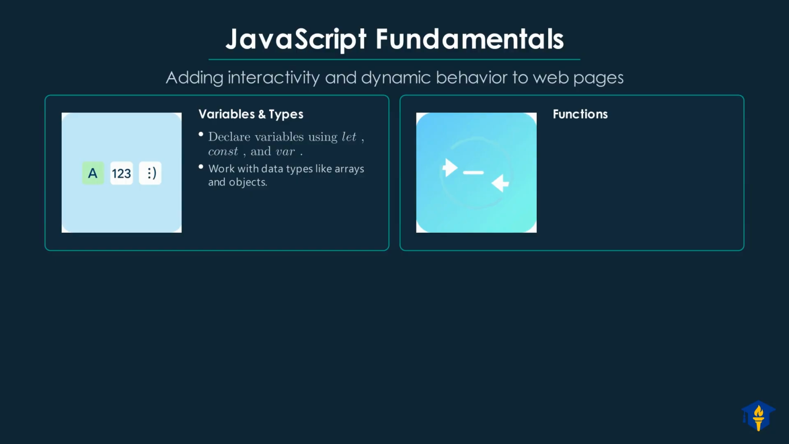Next, we will cover functions, which are essential for organizing and reusing your JavaScript code. Functions allow you to define reusable blocks of code for performing specific tasks or operations. This includes modern ES6 plus arrow functions, which offer a more concise and readable syntax.